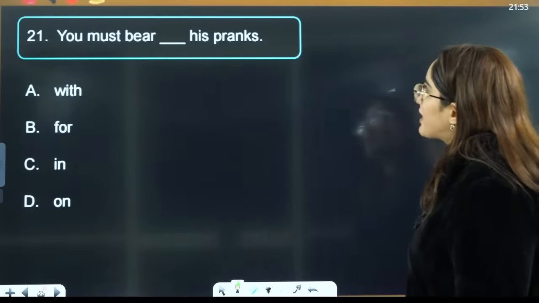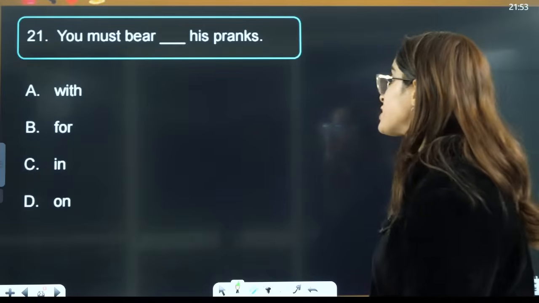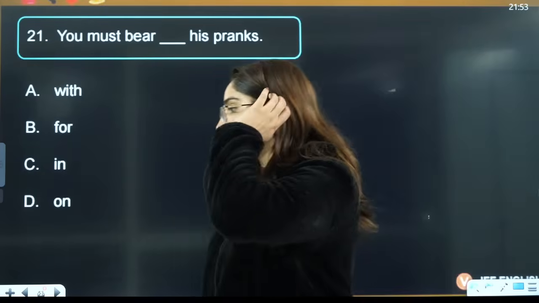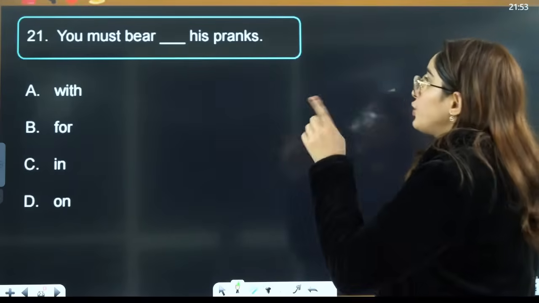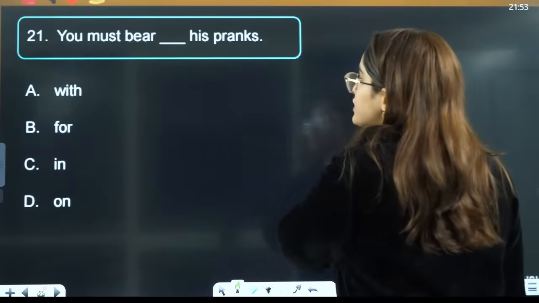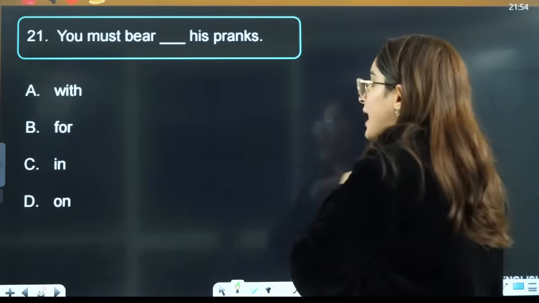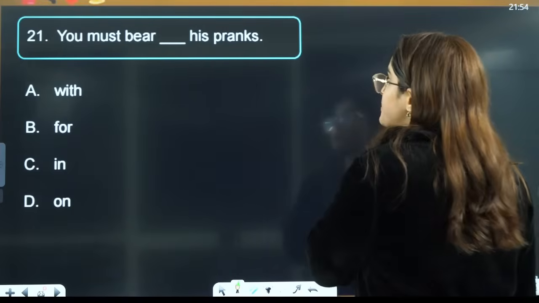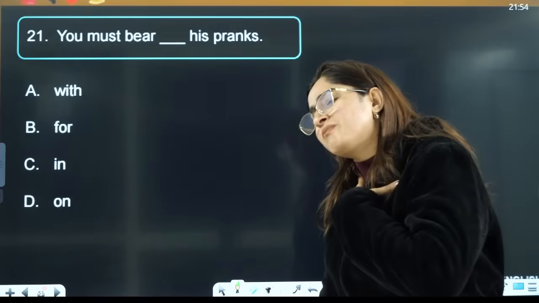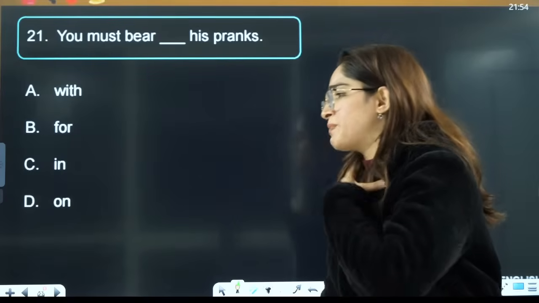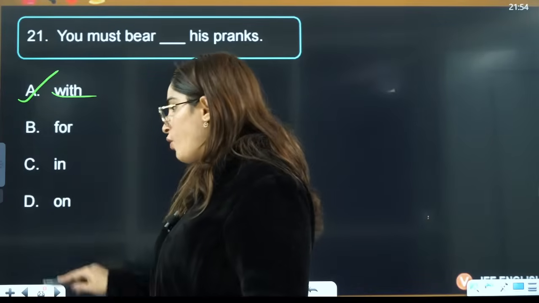You must bear dash his pranks. You must bear for his pranks. This is a very general statement that you use in your daily life, right? You must bear with his pranks. You must bear for her pranks. You must bear in his prank. You must bear on his prank. Bear with me. We say, no, please bear with me, I know I am like this. Please bear with me. Right? So this is with. Okay?